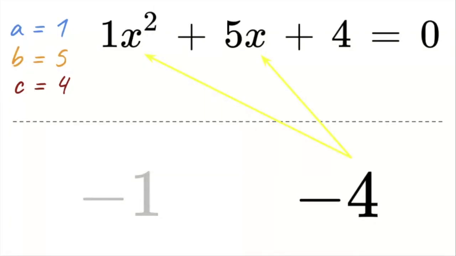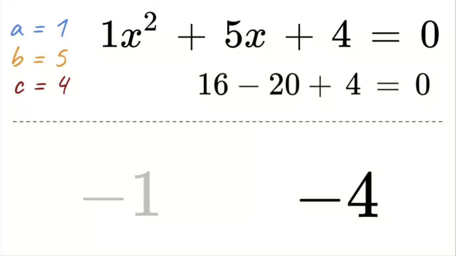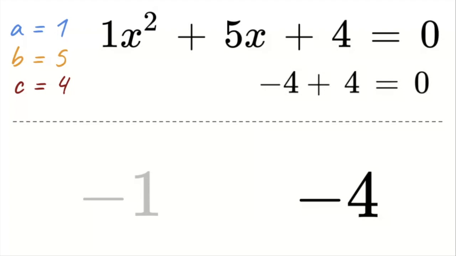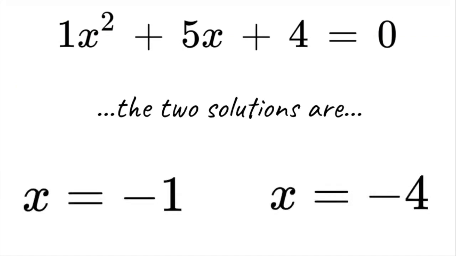We can do the same thing with -4. And again, remember at the very first step, -4 squared means -4 times -4, which is +16. In the middle, we do 5 times -4, which is -20. Add all of those values together, and we get, once again, -4 plus 4 is equal to 0. A true statement. So indeed, -1 and -4 are the 2 numbers that will make this equation true. They are the 2 solutions. To be more precise, we could even say x is equal to -1 and x is equal to -4.